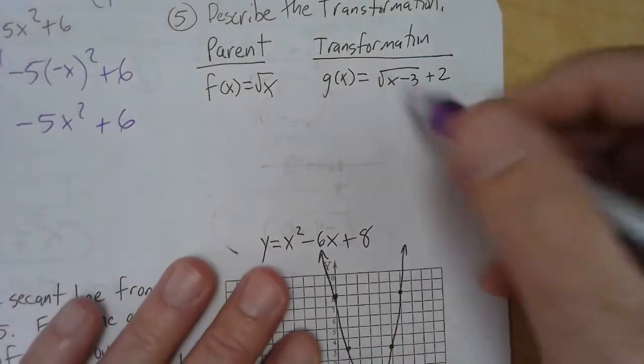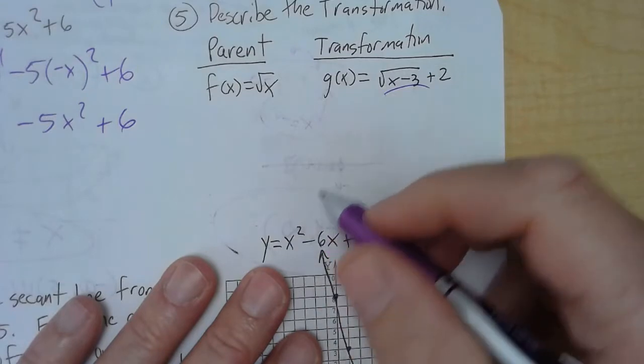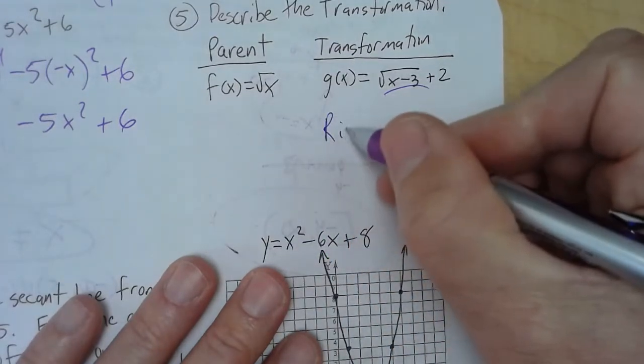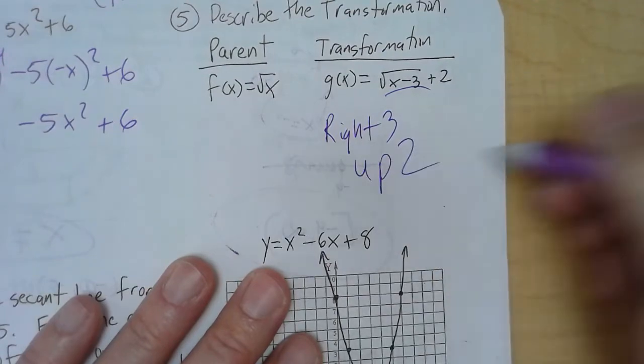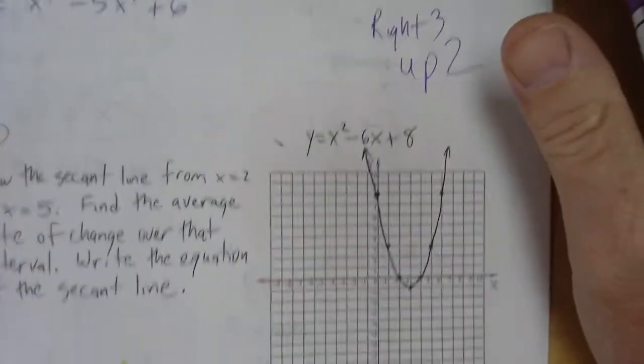Okay, describe the transformation. 3 spaces to the which? That's right, 3. And then up 2. So you're just writing that out.